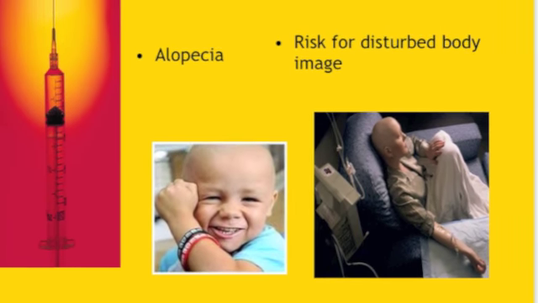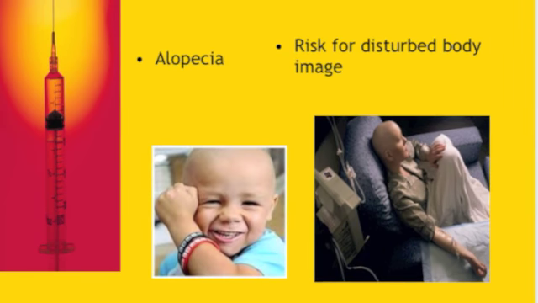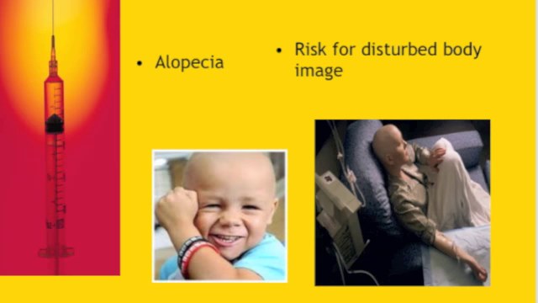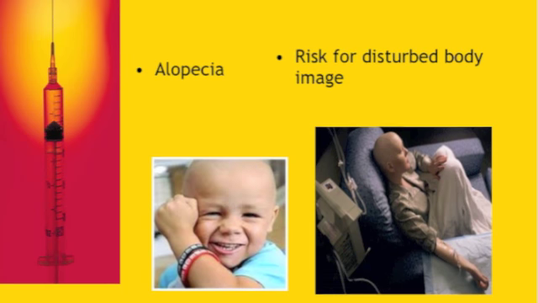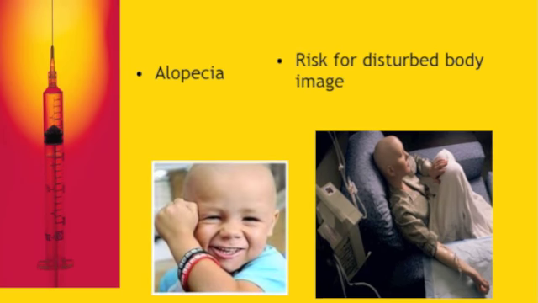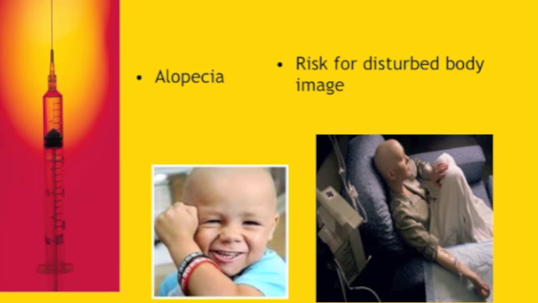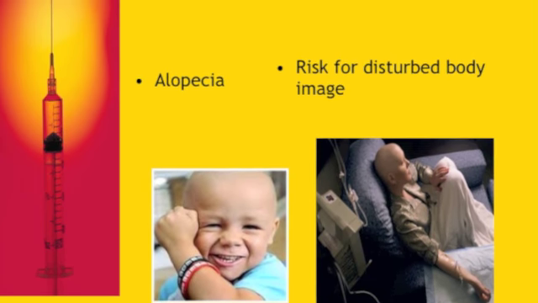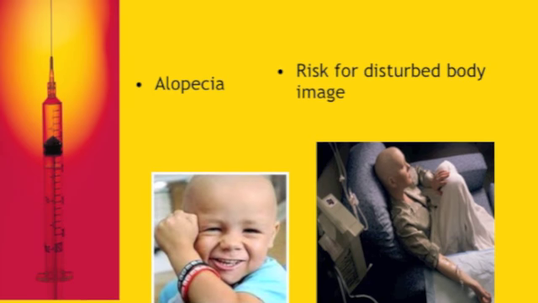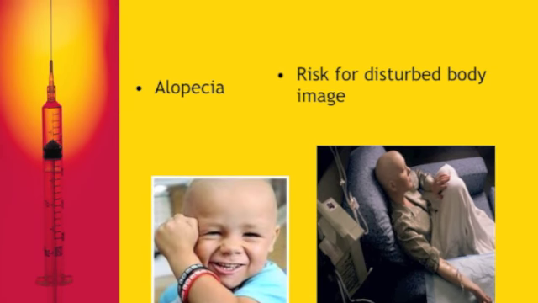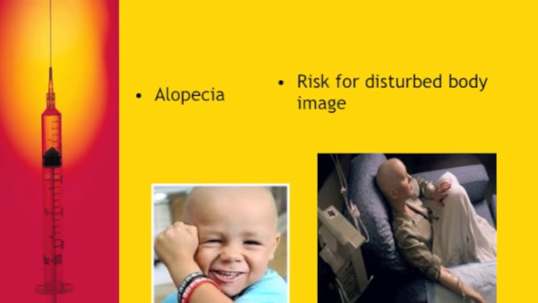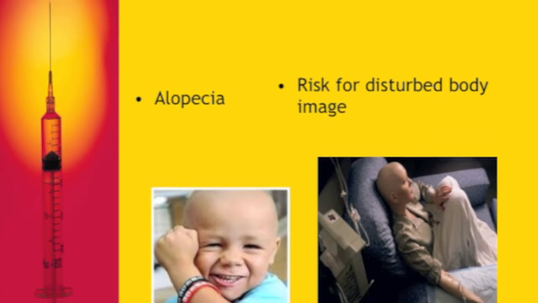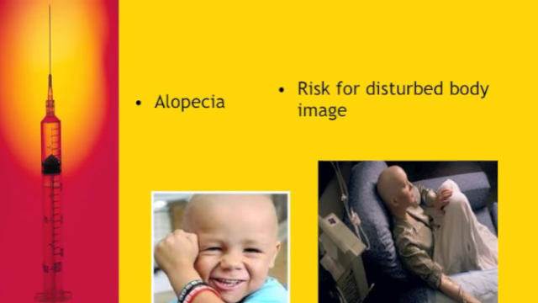Alopecia is another common side effect of chemotherapy where the patient will lose their hair. And with alopecia, there is a risk for disturbed body image. We can help educate our patients about purchasing a wig prior to the hair loss, and show them scarves and different things that they can wear on their head. Addressing the risk for disturbed body image is important.